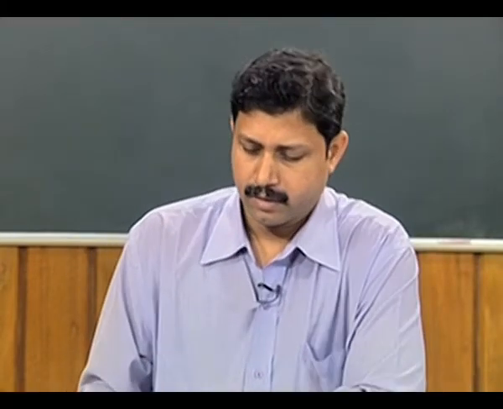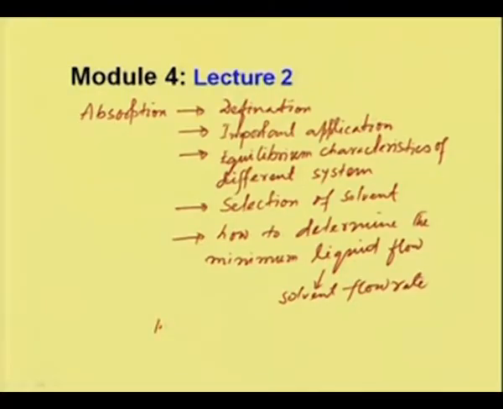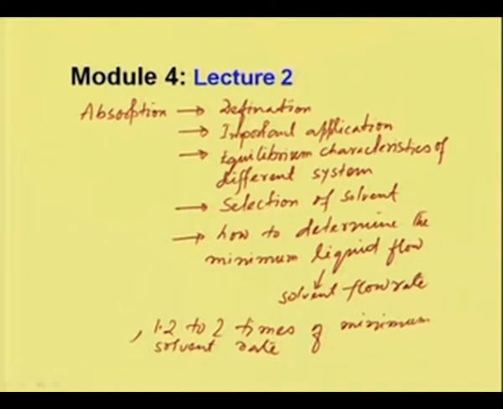and in general the solvent circulation or flow rate is about 1.2 to 2 times the minimum solvent rate. So, in this lecture we will start the design of packed towers.